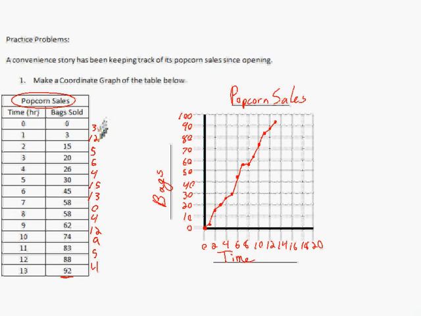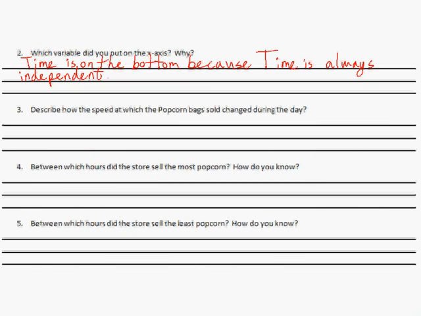Start out low, go high, low, high, low, high, low, low, higher, higher, lower, lower, lower. Looks pretty darn random to me, so that's what I'm going to say. The speed went up and down randomly during the day. Don't have to say why, we don't know why. It went up and down randomly during the day.